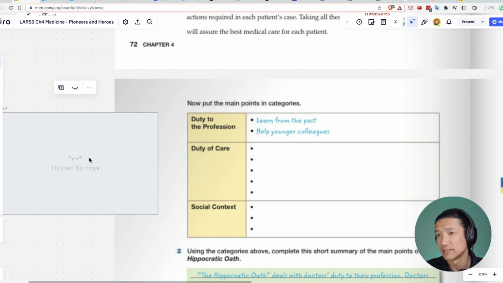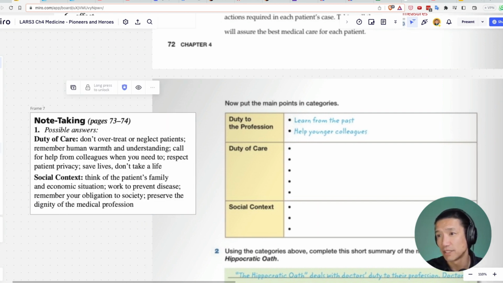I will respect the hard one, learn from the past, help younger colleagues. I'm just going to give you the answers because we should. It's a duty of care. Don't overtreat or neglect patients. Remember human warmth and understanding. Call for help from colleagues when you need to. Respect patient privacy. Save lives. Don't take a life. Don't take a life. Don't. Just don't. It's not good. Social context. Think of the patient's families and economic situations. Work to prevent disease. Remember your obligation to society. Preserve the dignity of the medical profession.